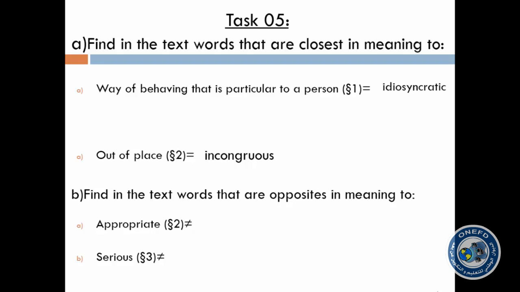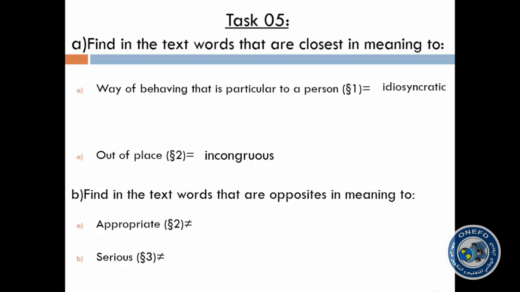Part B, find in the text words that are opposites in meaning to appropriate in paragraph 2 and serious in paragraph 3. So you have to go back to the paragraphs in order to find the words that are opposite in meaning to appropriate and to serious. Feel free to pause the video to do the activity.